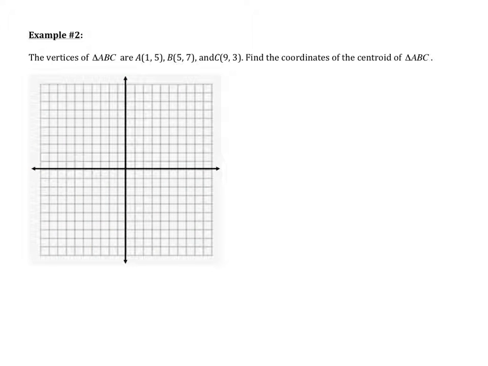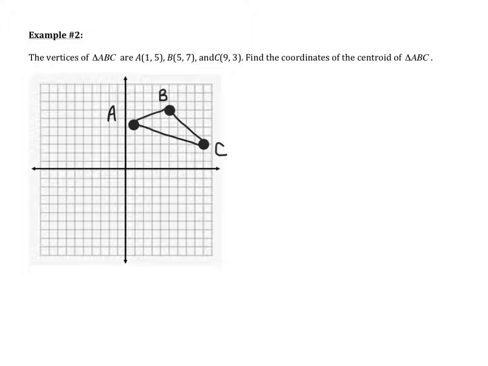Example number 2, the vertices of triangle ABC are A (1, 5), B (5, 7), and C (9, 3). Find the coordinates of the centroid of triangle ABC. So the first thing I'm going to do is just plot my points. So those are my 3 points, and so I'll connect them now so I can form triangle ABC. Remember, the goal of this problem is to find the coordinates of the centroid.